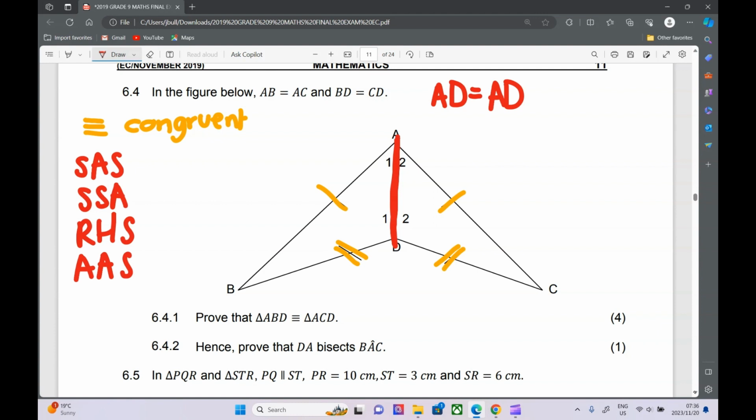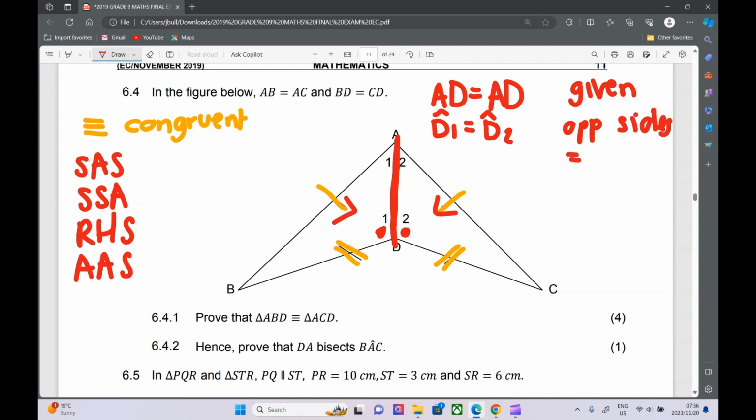Then we could say, remember, whenever you've got these sides like this, we could say this angle here is equal to the angle there. So D1 is equal to D2. This one is given. This angle, how we know that is because opposite equal sides. So if opposite sides are equal, then opposite angles are equal.